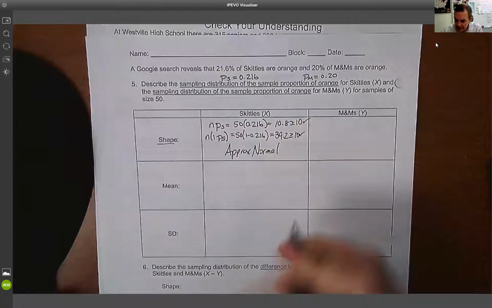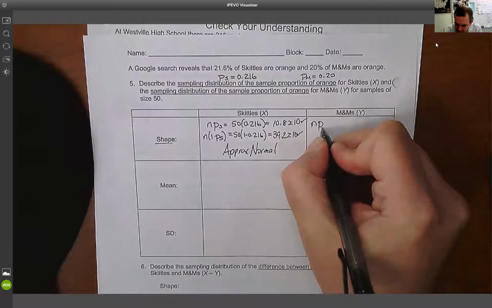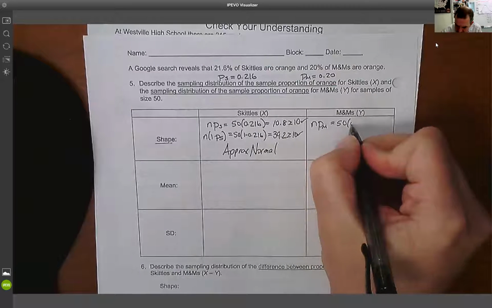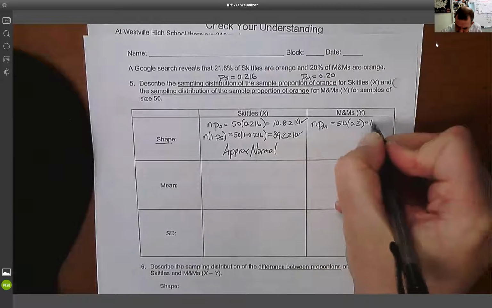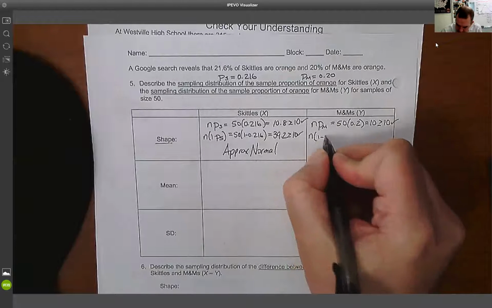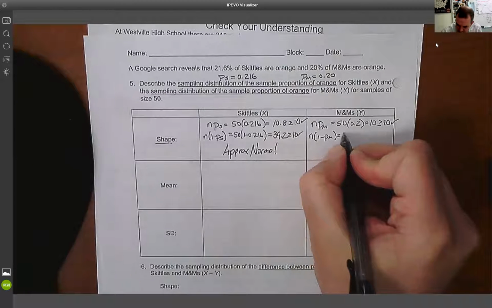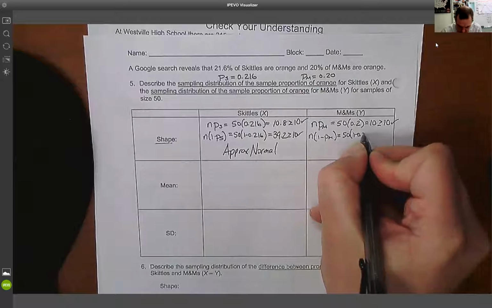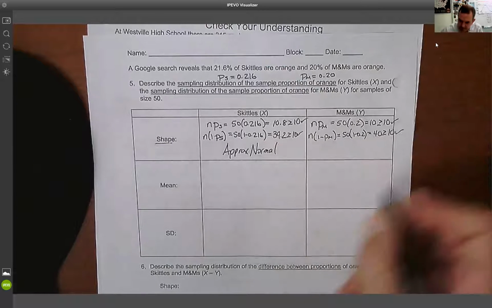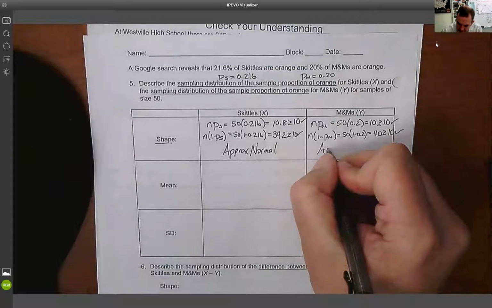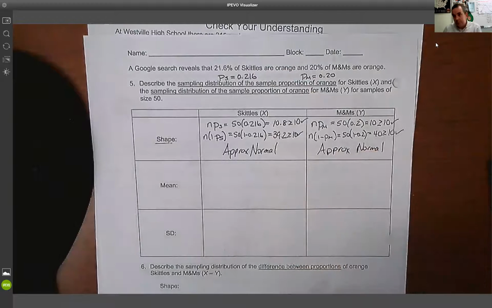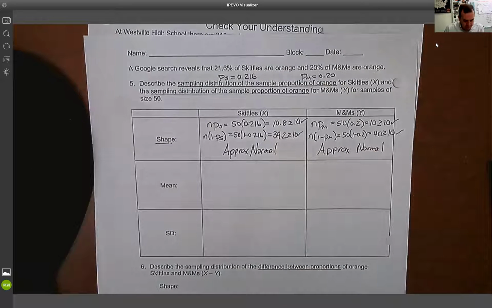I'm going to repeat the process here. I'm going to do N times the probability of M&Ms, so 50, I'd expect 10 of them, which is greater than or equal to 10. Then I see how many failures I have, in this case how many are not orange: 50 times 1 minus 0.2. That's going to give me 40, which is greater than or equal to 10. So since both of those conditions are true, I can describe both of these shapes as approximately normal.